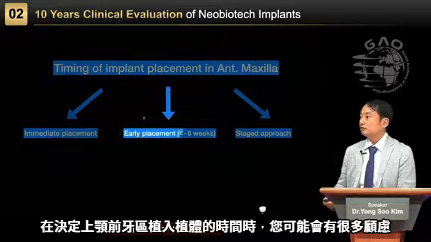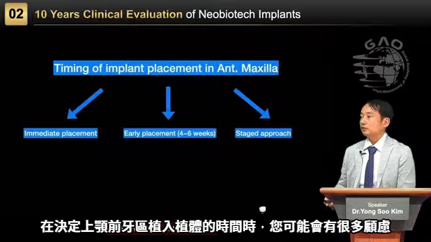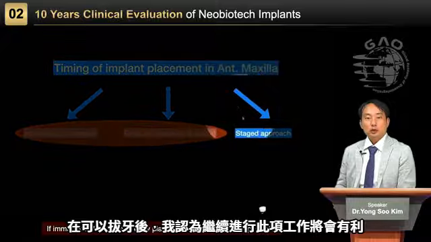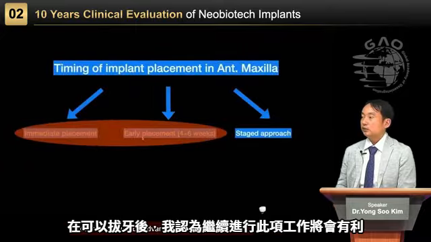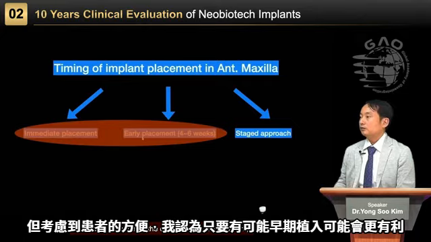You might have a lot of concerns when deciding the timing for implant placement in the maxillary anterior region. If immediate placement or early placement after extraction is possible, I believe it would be advantageous to proceed with it. Of course, placing the implant after preserving the extraction site through ARP, alveolar ridge preservation, is also a good method. However, considering the convenience of the patient, I think that early placement may be more advantageous whenever possible.